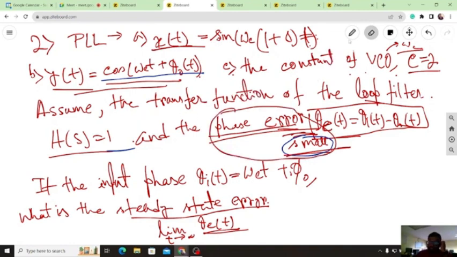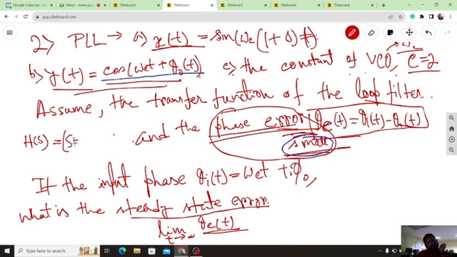Another thing that has been changed in this question is that the transfer function of the loop filter is not 1 here. Instead, h of s is s plus 200 by s. So basically we have to find out the steady state error once again.